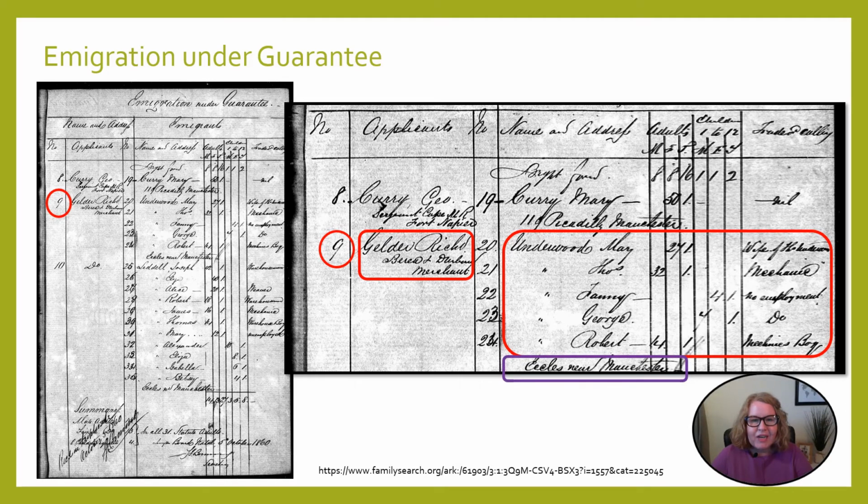What is really interesting when you're looking at these records is that the place of origin of an immigrant is given. Under each individual family, it's written where they're coming from. And in this case, you can see it right here, the Underwood family was from Eccles, near Manchester.